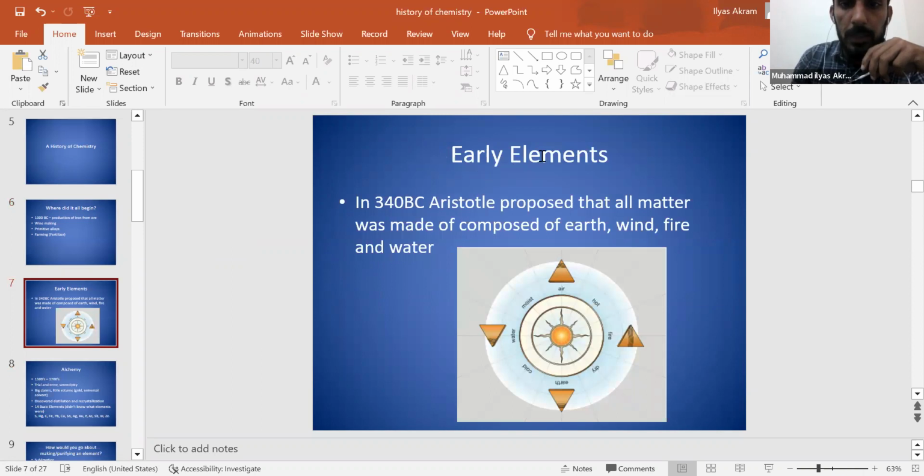So the early elements: in 340 BC, Aristotle proposed that all matter was composed of earth, wind, fire, and water. So this is just a perception formed by Aristotle. The matter consists of only four things: wind, fire, water, and the earth metals.